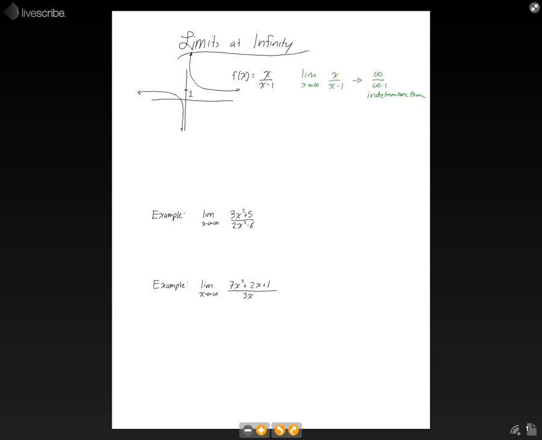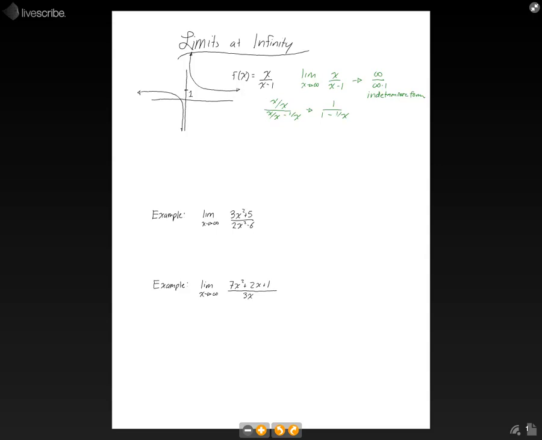So, here's what we're going to do. We know the limit of this is going to be the horizontal asymptote of this function. However, how do we find that? Let's take a look. Since we have an indeterminate form, let's divide everything in this function by x. So, on the top of the fraction, we'll have an x over x. On the bottom, we'll have an x over x minus 1 over x. We can reduce the top is 1 over 1 minus 1 over x.